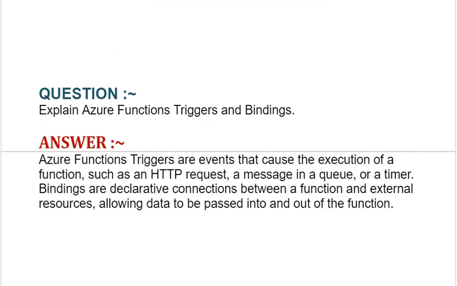Our next interview question is: explain Azure functions, triggers, and bindings. Your answer should be Azure functions. Triggers are events that cause the execution of a function, such as an HTTP request, a message in a queue, or a timer. Bindings are declarative connections between a function and external resources, allowing data to be passed into and out of the function.